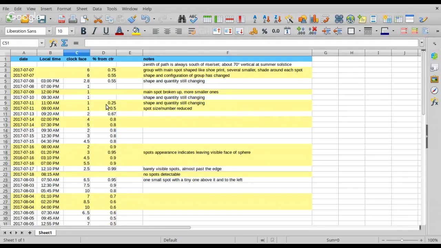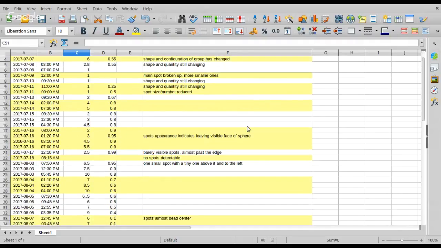Now the lateral movement is unpredictable. Sometimes it'll stay in one spot for a couple of days as far as when I measured it. Sometimes it would move almost off the edge. In this case, it moved off the edge. I couldn't see it anymore from the 17th of July till the 3rd of August. I did not see any sunspots.